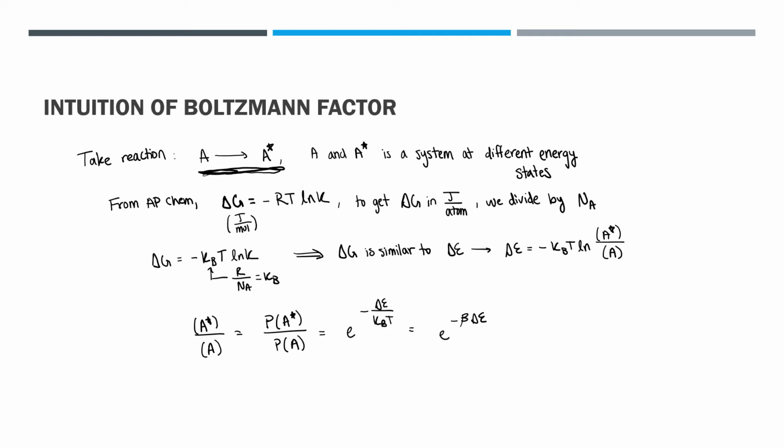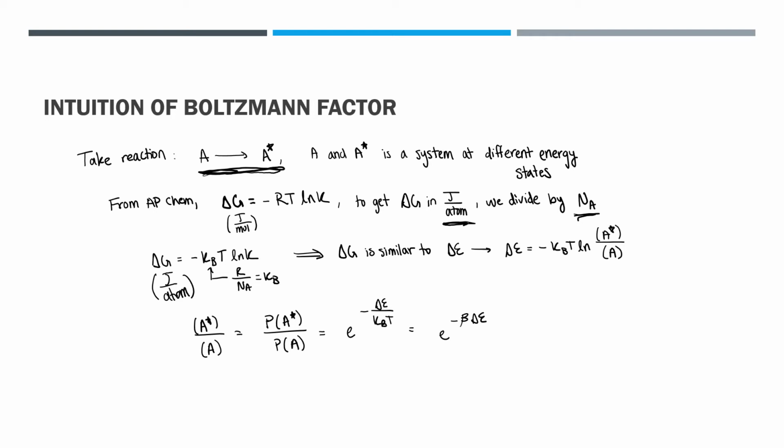So from AP Chem, we know that delta G of this reaction, the free energy change, is equal to negative RT ln K. This is probably an equation you had to memorize. But this equation gives delta G in joules per mole. Say we want delta G in joules per atom. So if we want delta G in joules per atom rather than joules per mole, we have to divide this expression by Avogadro's number. So let's do that. Now we have delta G in joules per atom is equal to negative kB T ln K.